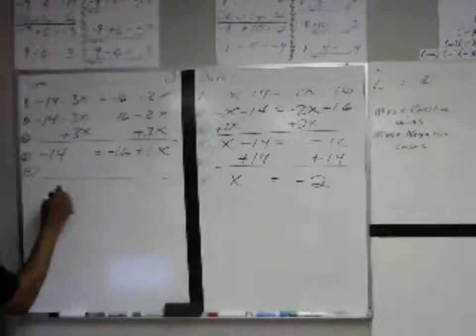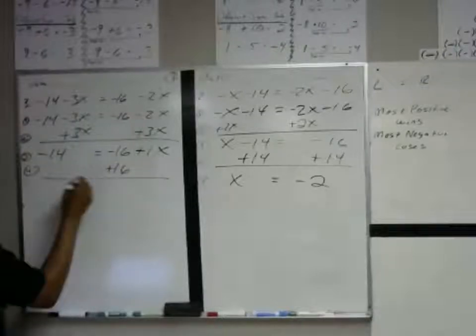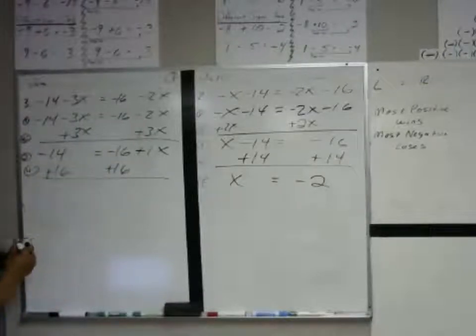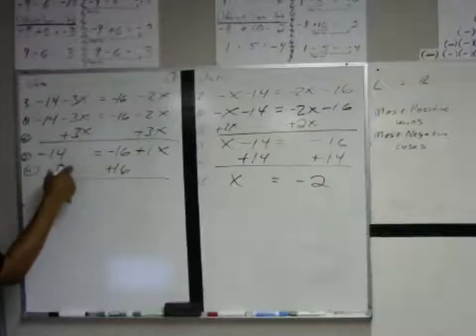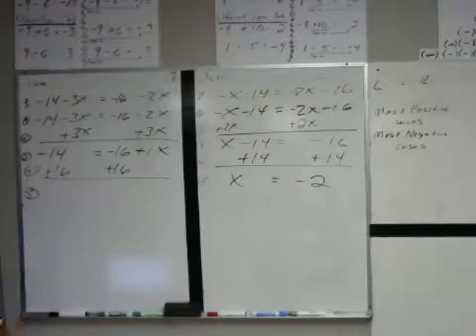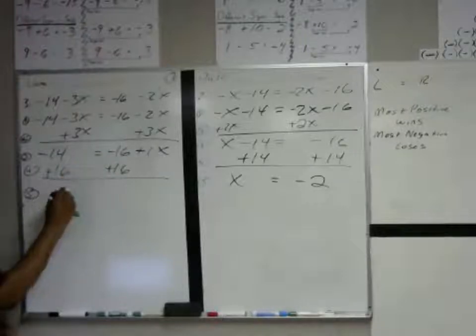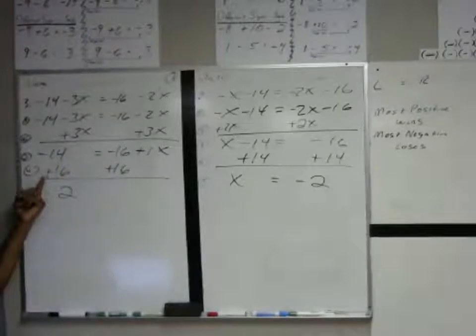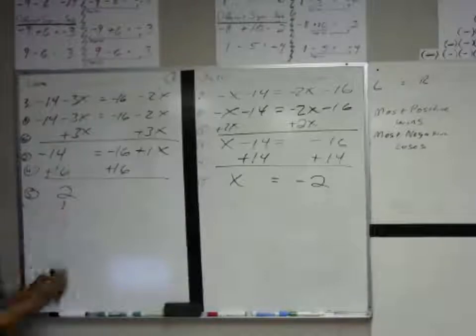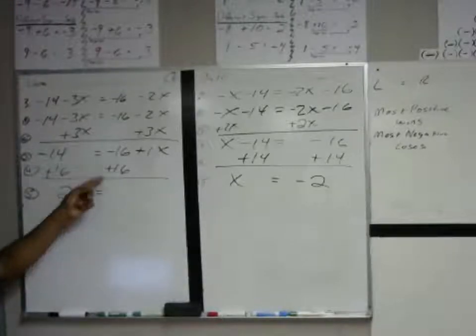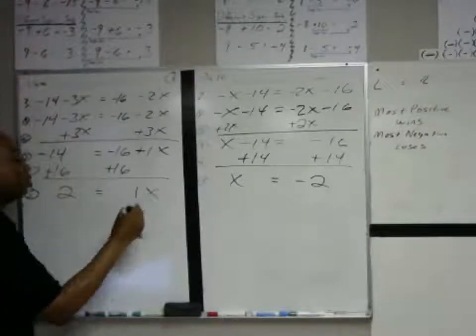Step 4, add 16, it's gone. When you do it on one side, you do it on the other. Here, you have different signs. Different signs are going to subtract, so we're going to have a 2. The bigger sign wins, which is 16, positive 2. Equal sign comes down, the 16s go away, and you get 1x.